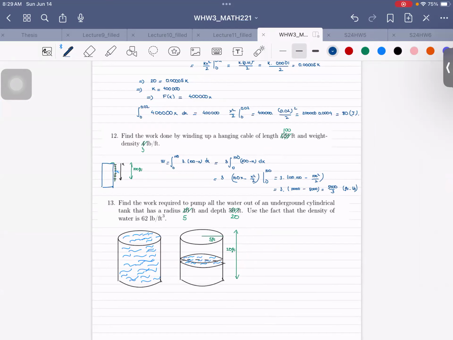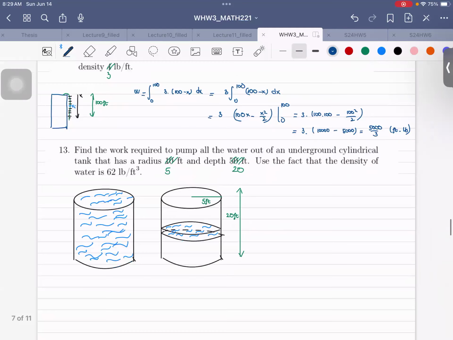In the next question, the question wants you to find the work required to pump all of the water out of the cylindrical tank. You have the cylindrical tank, and it is full of water, and the question wants us to find the amount of work required to pump the water out of the tank.